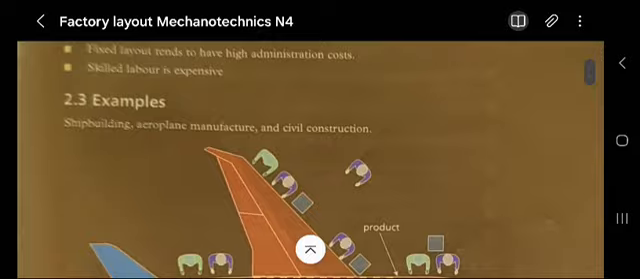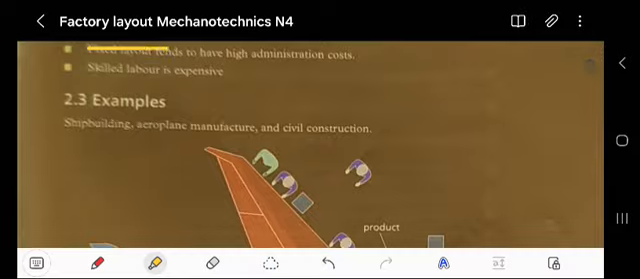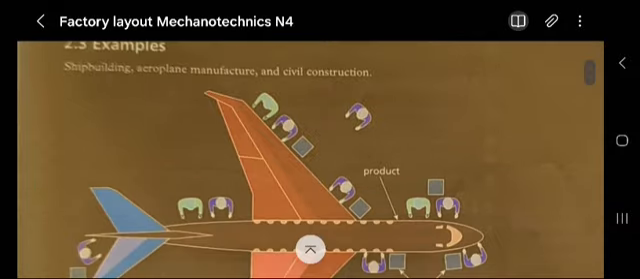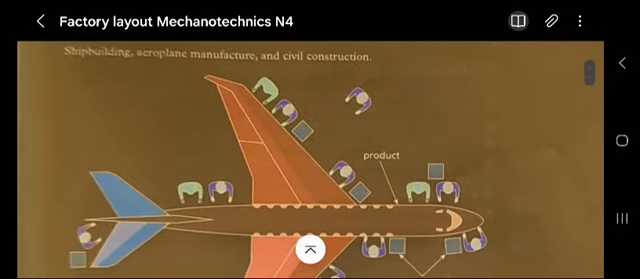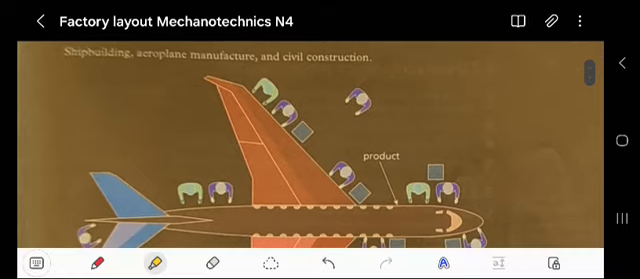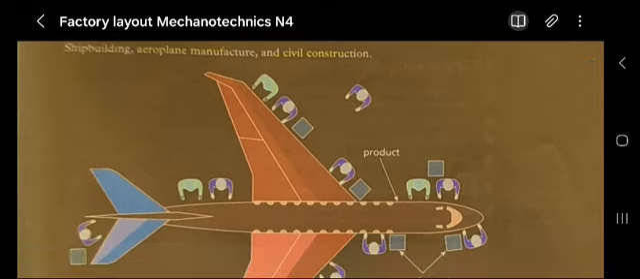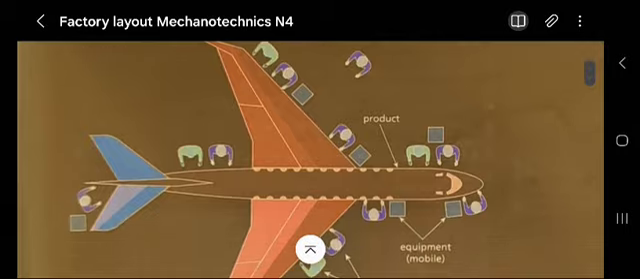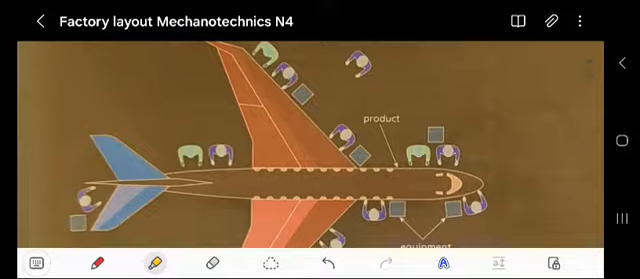Fixed layouts tend to have high admission cost. Skilled labor is expensive. Examples here: shipbuilding, aeroplane manufacture, and civil construction. As you can see here, we have our people. Here we're talking about people who are expensive. Those people who are manufacturing these things are very expensive.